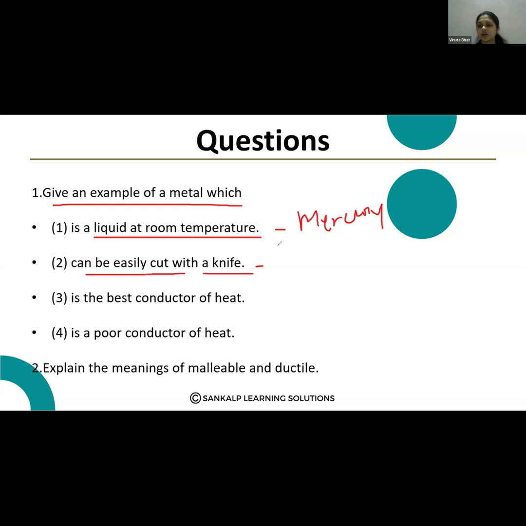Dear students, don't chat unnecessarily in the comment box. Yes, sodium, lithium. Yes, very good. Many students are writing the answer. Sodium and lithium, so that we can cut with the knife.